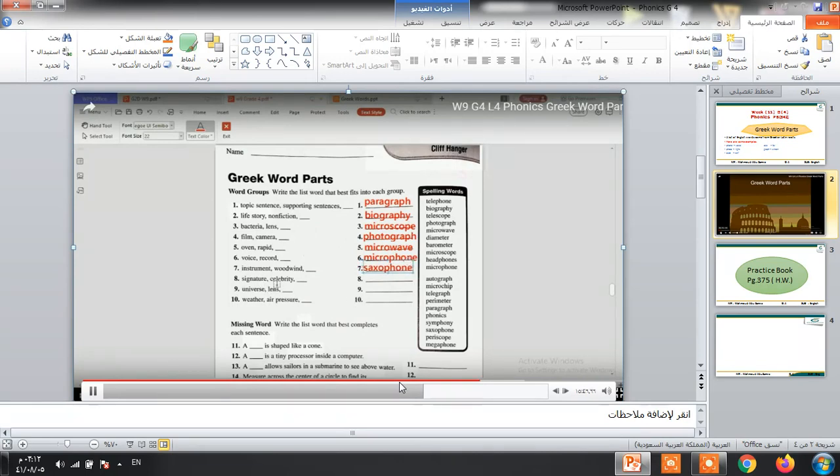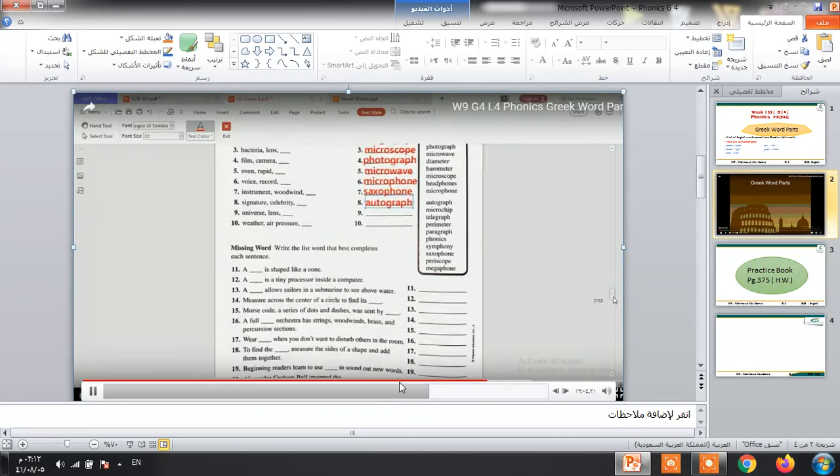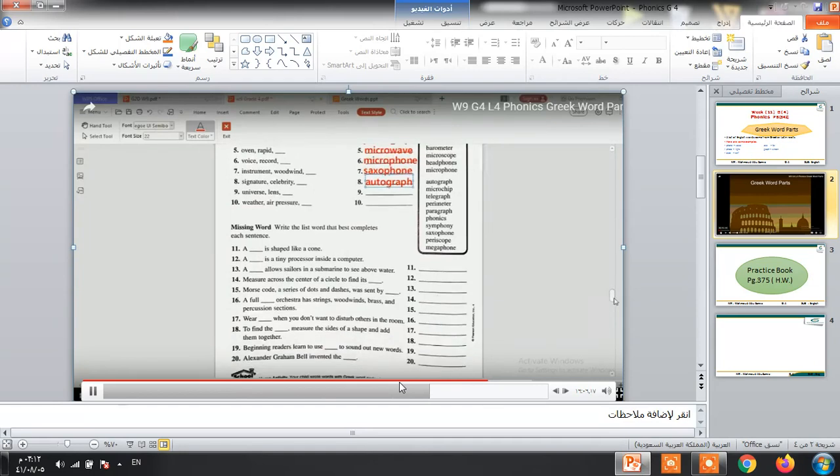Next, signature, celebrity. The celebrities use their signatures to write what? To write an autograph. I'm sure we all solved the questions correctly.